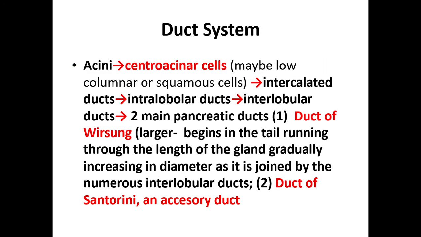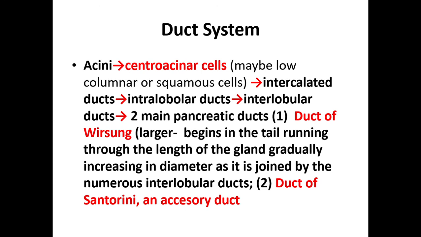We have the duct system. Take note of the different ducts composing the gland. From the acini, we have the centroacinar cells, which appear to be low columnar to squamous cells, forming the intercalated ducts. Then from intercalated ducts to intralobular ducts to interlobular ducts, then into the two main pancreatic ducts, the duct of Wirsung and the duct of Santorini.